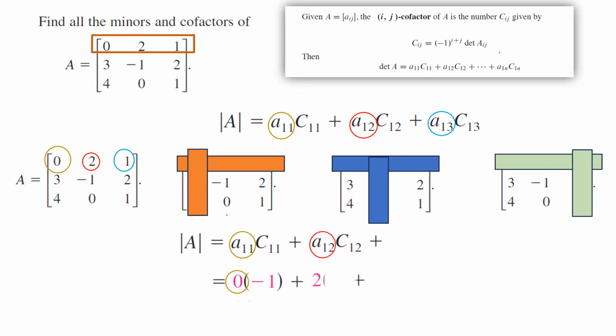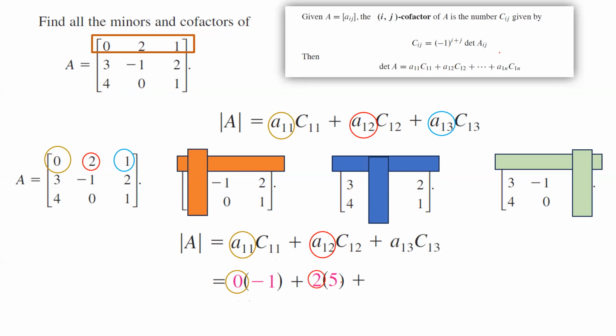A sub 1 2, as we know, is 2. C sub 1 2 is 5. 3 times 1 is 3, minus 8 is -5. But remember that here you have (-1) raised to power 3. So -1 times -5 gives you +5.